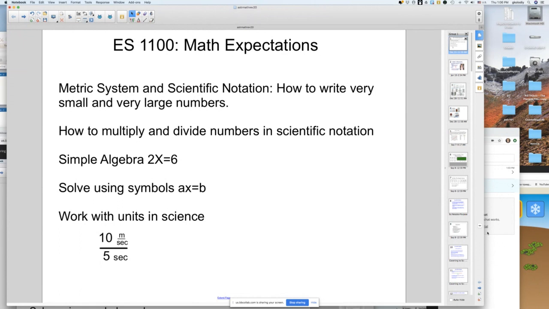How scientific notation works. Yes, we mentioned that already, which enables us to write very large and very small numbers. Not only write them, but multiply and divide them. A little bit of simple algebra, basically things you learned in 8th grade, maybe a little bit in 9th grade. We use symbols like ax equals b to solve for various unknowns. And we work a little bit with units. When you use an equation, each number has units associated with it, therefore the answer will have units. And we're going to answer everything today.